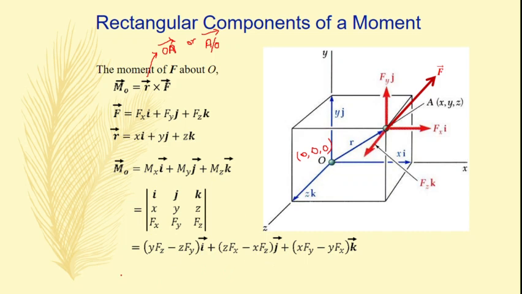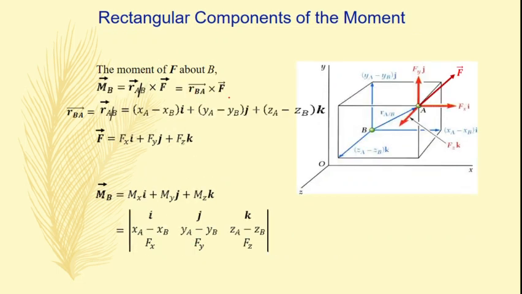So here we actually learn how to calculate the moment of any force about any point O. If the coordinate of any point on the line of action of the force and the coordinate of the origin, the point about which we want to calculate the moment, are known to us, or the position vector is known to us, then we can calculate this moment about any point.